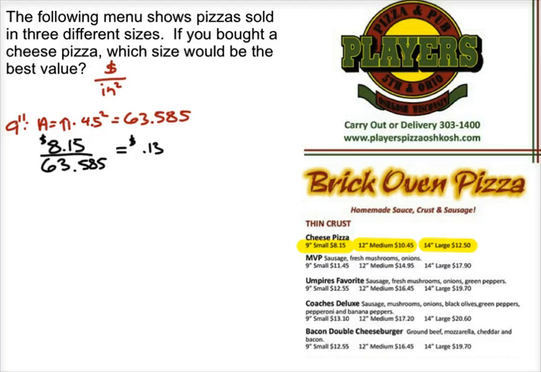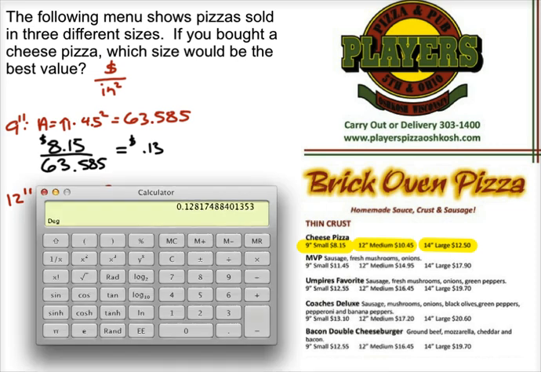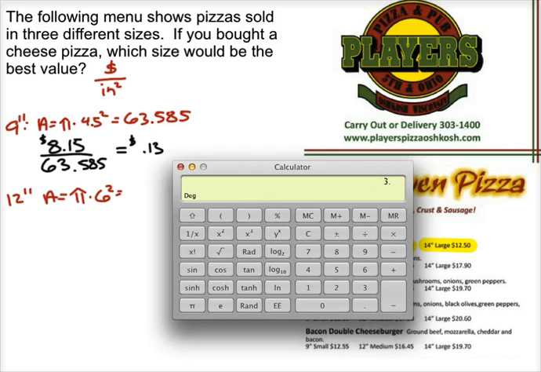Now let's see what happens if you buy the 12-inch pizza. The area of the 12-inch pizza is going to be pi times the radius squared. The radius is half the diameter, so that's going to be 6. Let's see what the area of that pizza is going to be. I'm going to take pi, 3.14, times 6 squared, which is 36, and I get 113.04.